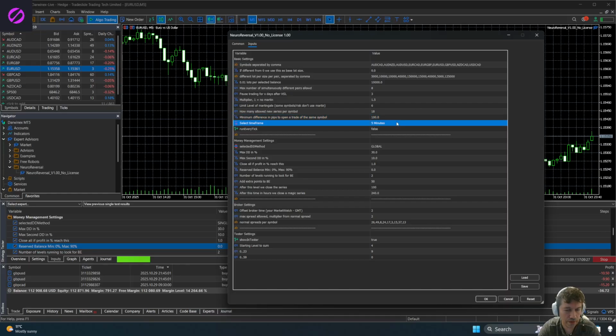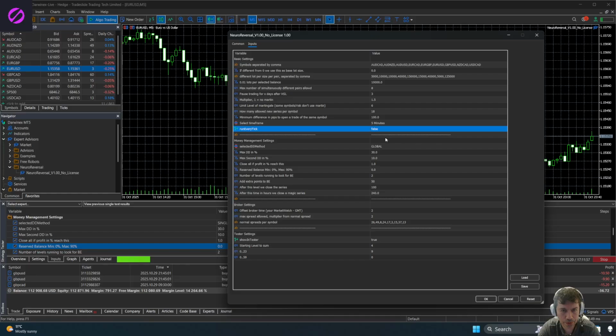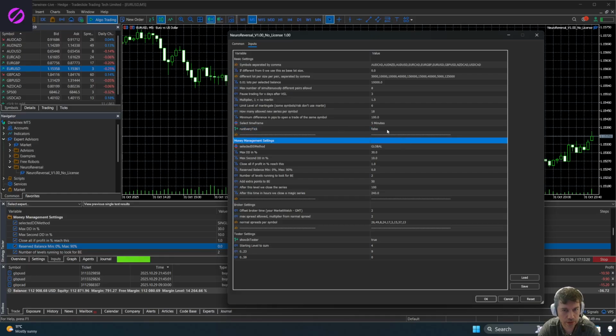This is the time frame. The lower the time frame, the more trades. So this is to calculate averages. This is to save memory in your computer. We don't need to run this expert advisor every tick. If you set it to false, it will be running every second or so. This is the select DD method. I recommend to use single.